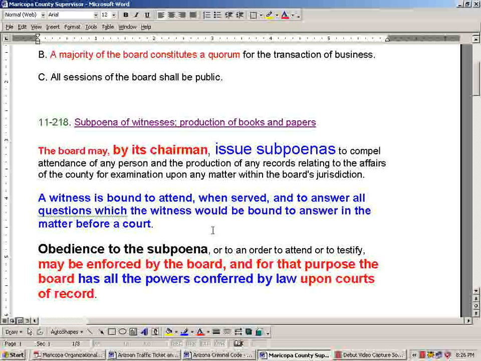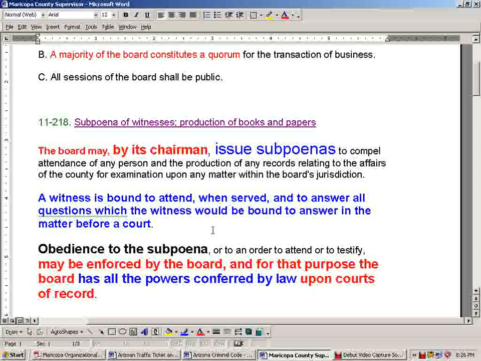A witness is bound to attend when served and to answer all questions which the witness would be bound to answer in the matter before a court. Because he is in court. He's in the court of chancery because he was subpoenaed, and subpoenas are only used in the court of chancery. Blackstone's Commentaries.